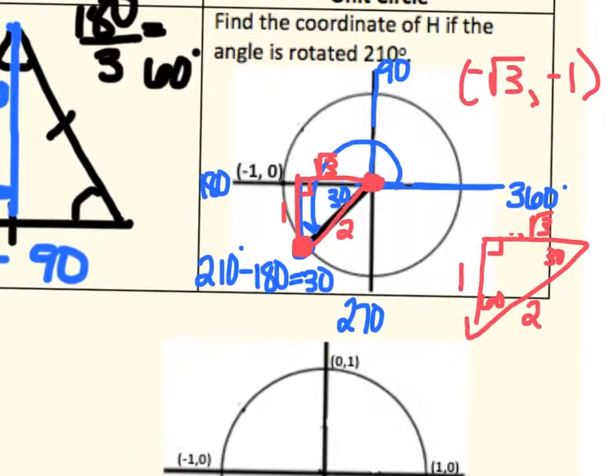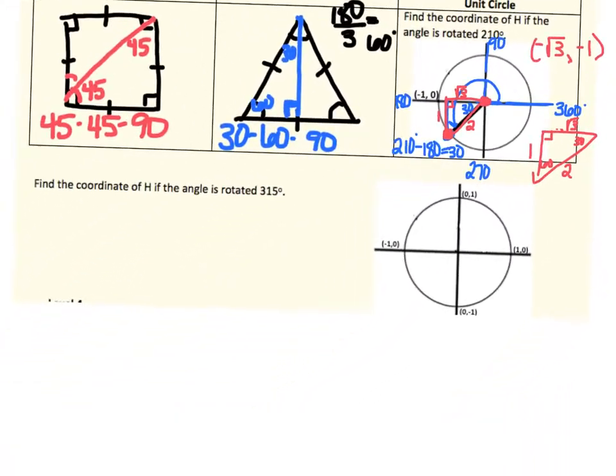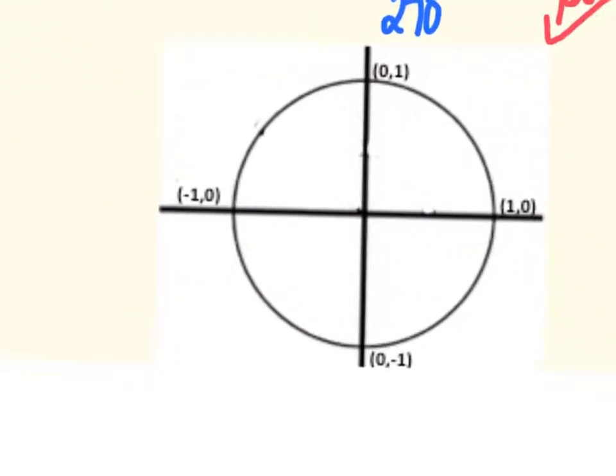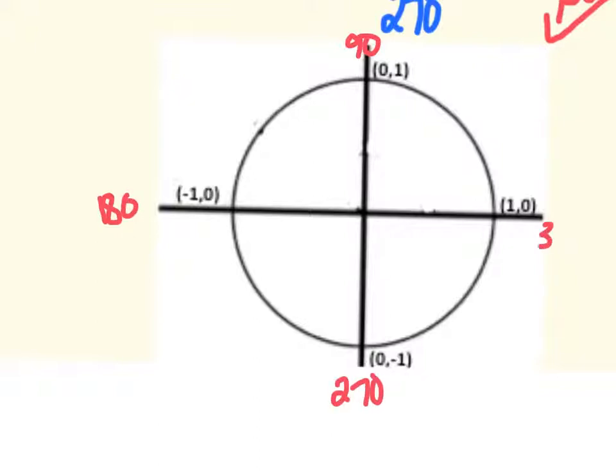Okay, let's take a look at another example of those, because I know those can sometimes get a little confusing. So again, we want to find the coordinate of H if the angle is rotated 315 degrees. So 315 degrees. That means this is going to be 90, this was 180, this is 270, and this is 360. So this 315-degree angle is going to lie somewhere in this fourth quadrant.